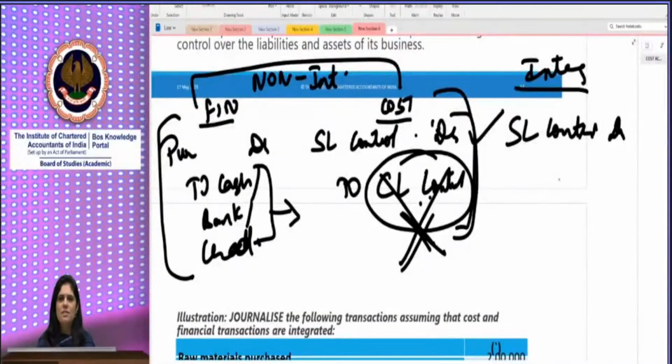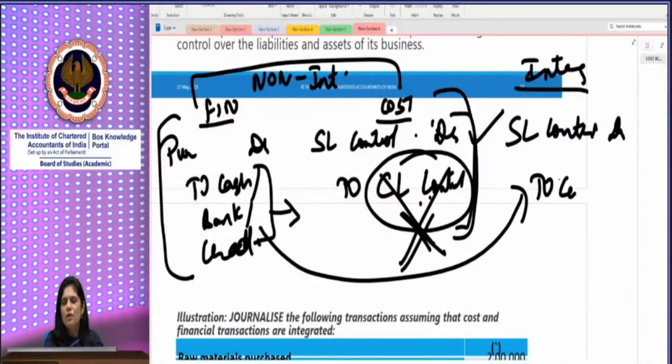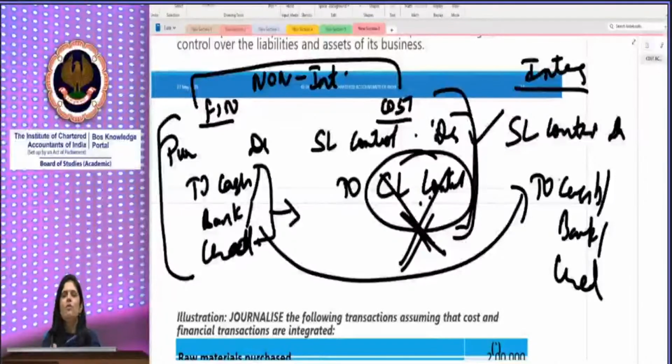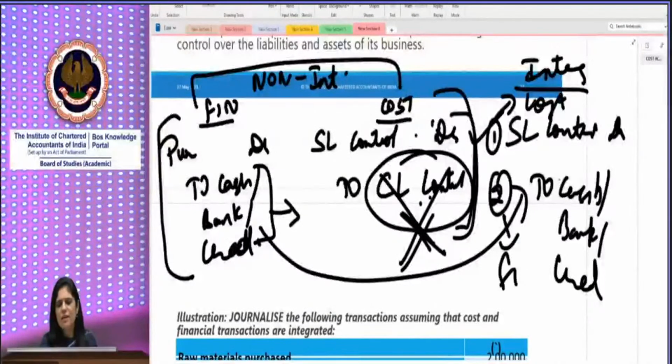So one we have taken the costing entry and one we will take the financial. So we will take cash and bank, and creditor. So see, we are merging both. One we have taken of cost, and the second one we have taken for the financial part. So one aspect we will take the costing part and one aspect we will take the financial part. That means we are merging the costing and financial.